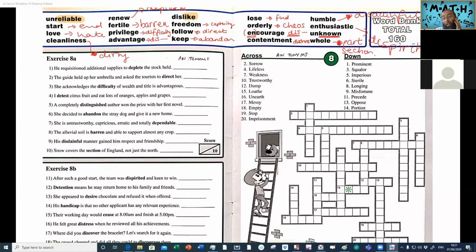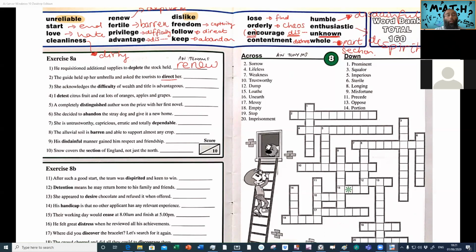Okay, let's smash it up now. Aisha, you start me first, please. Question number 1, read the sentence and give me the answers. We questioned additional supplies to deplete the stock held. Renew. That's right. Depleting is when something like your battery is depleting and then you renew the battery by charging it up. So that has to be renewed.